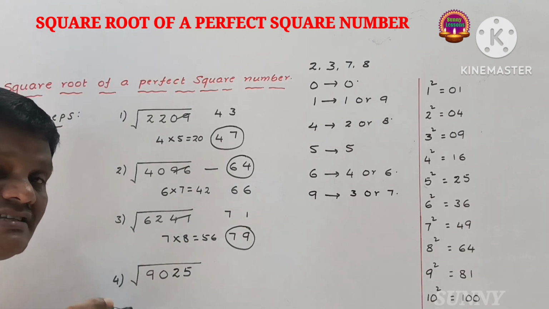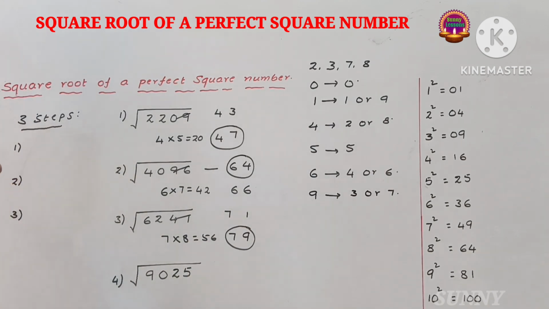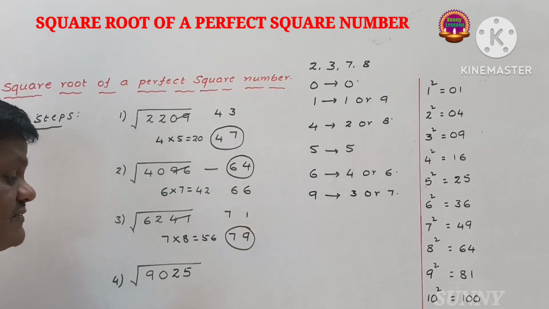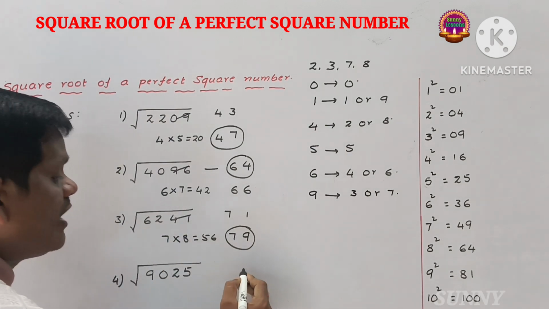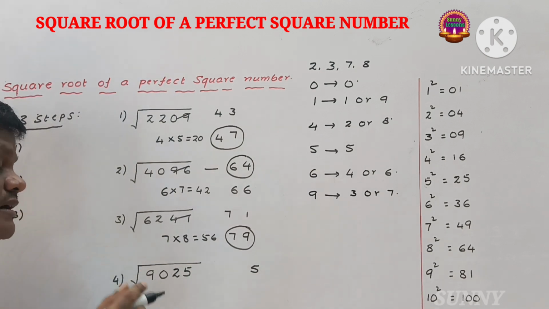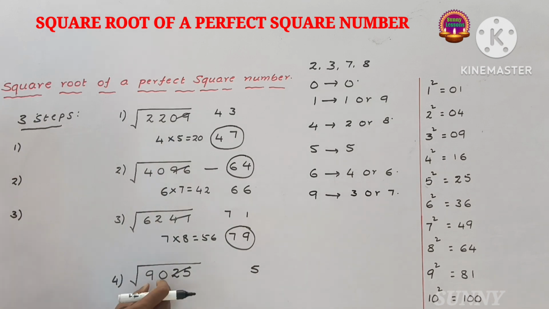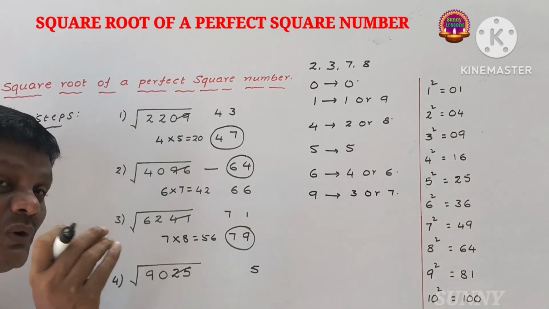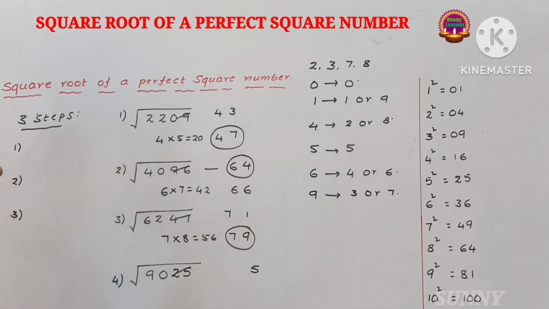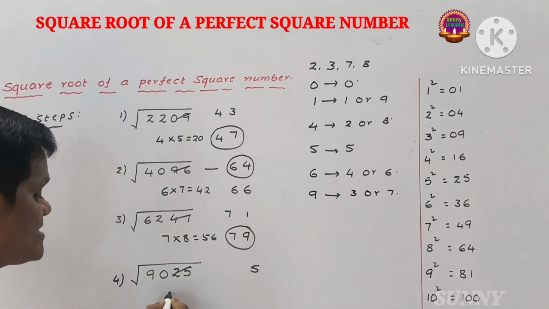Square root of 9025. Here, what is the first step? When the perfect square number ends with 5, the root ends in 5. The second step is to strike out the last two digits. Then the third step: which perfect square is closer to 90 and less than 90? That is 81, which means 9 square.